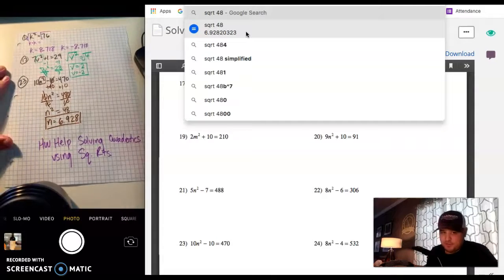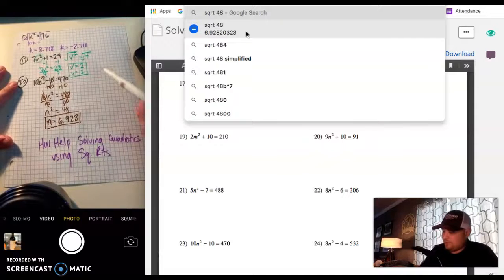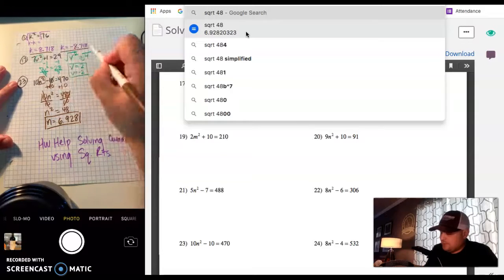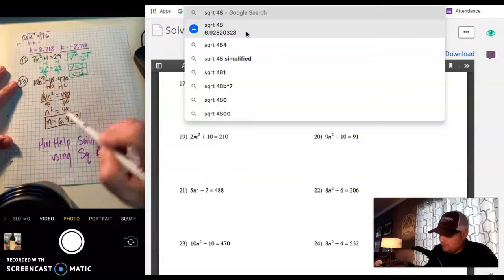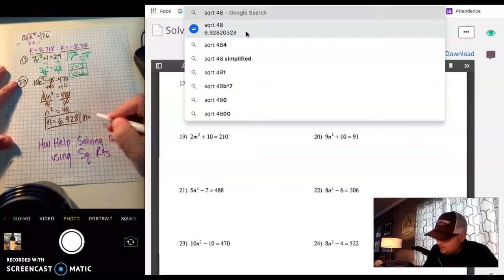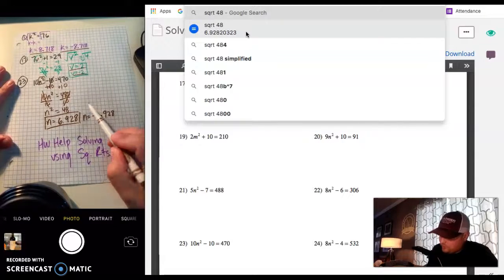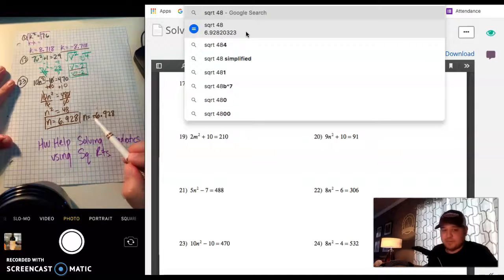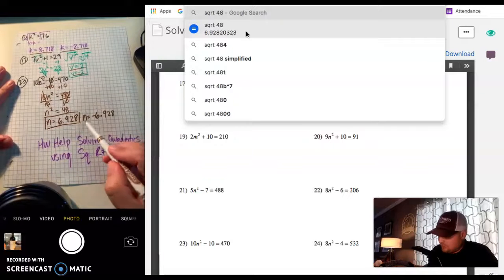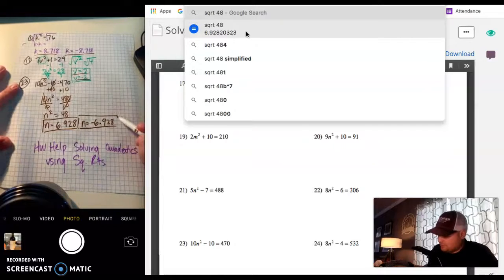But what I did wrong there is I only had one answer, right? You'll notice here we had two answers. Here we had two answers. Here we only had the one, right? So I just need that other answer of negative 6.928, all right? And the reason for that, again, is if I multiply negative 6.928 by itself, it will also give me 48 because a negative times a negative equals a positive. So that's why we're ending up with two answers here, okay?